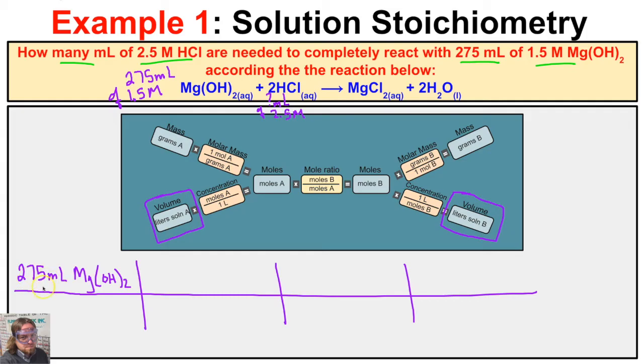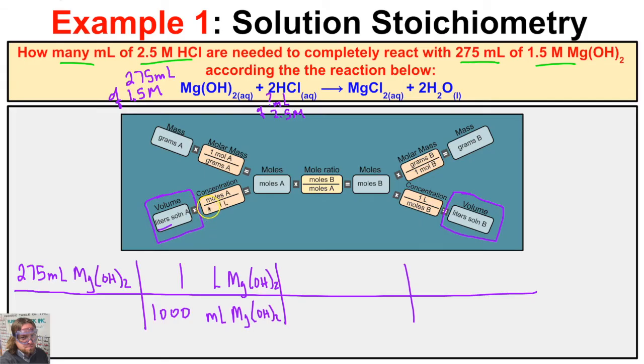We have 275 milliliters of our known solution. However, our known solution needs to be expressed in liters. So the very first thing we have to do is convert the milliliters to liters. We put milliliters of Mg(OH)2 on the bottom, and we convert this to liters of Mg(OH)2, so we put that at the top. We know there are 1,000 milliliters in 1 liter, and that brings us to this step.